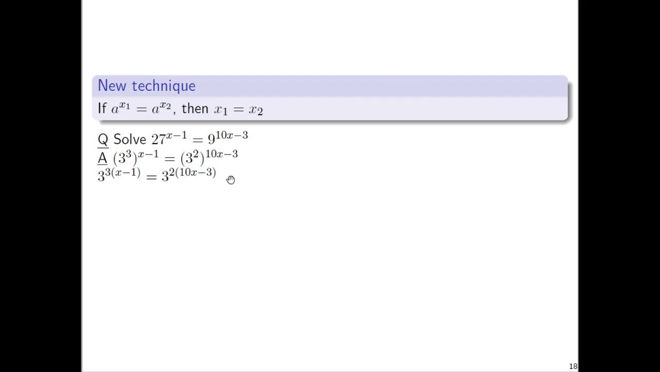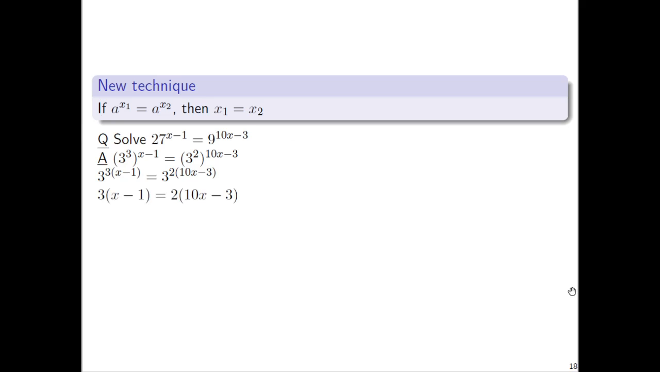Okay, we haven't applied the new technique yet. We've just kept rewriting the left side and kept rewriting the right side. But now the new technique applies because we have the matching base. So we set the exponents equal. We have 3 times quantity x minus 1 equals 2 times quantity 10x minus 3.